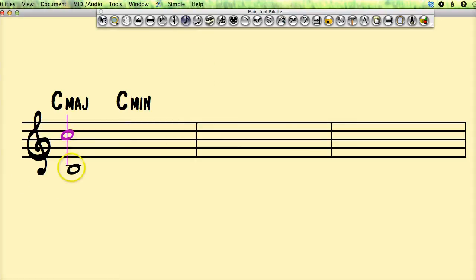Okay, let's start over here on C. Simple. If you know your major scales, and you really ought to know your major scales. If you don't, go learn your major scales. Okay, so to make a major triad, you simply take the first note, the third note, and the fifth note of the scale.